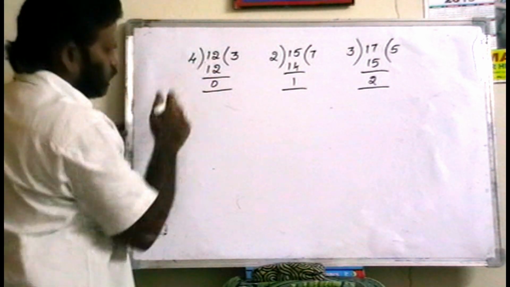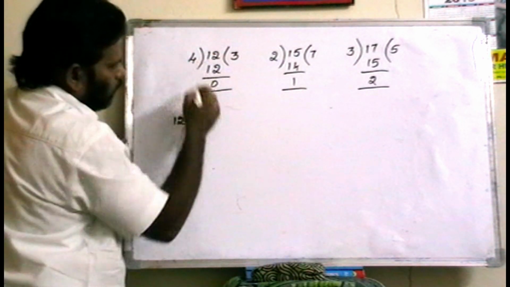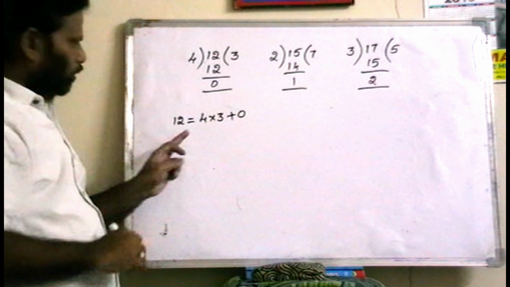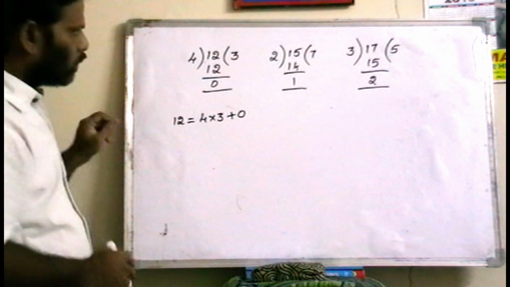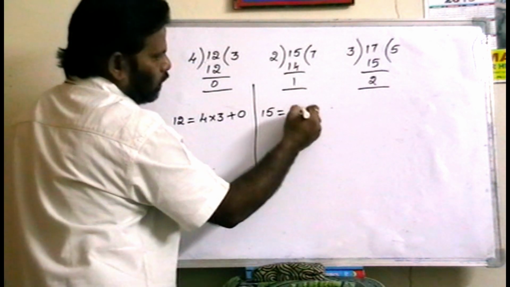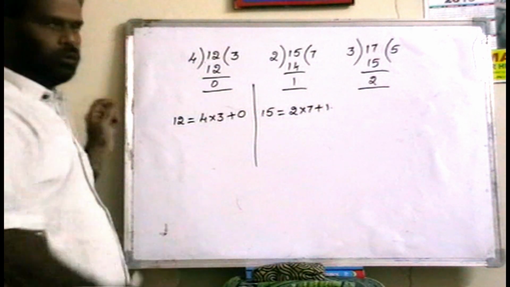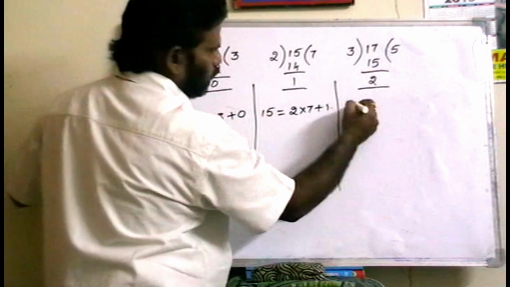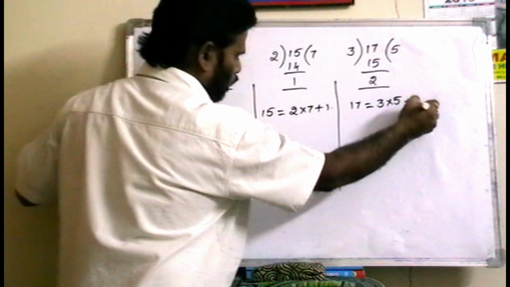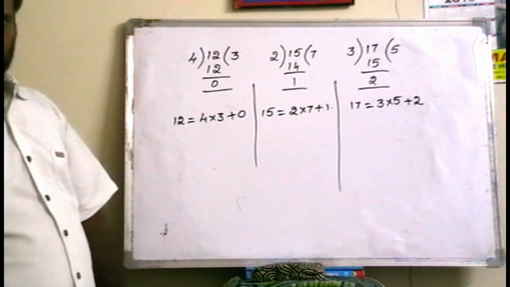Now in this division, the dividend 12 is equal to divisor 4 into quotient 3 plus remainder 0, because 4 3s are 12, 12 plus 0 is equal to 12. Here dividend 15 is equal to divisor 2 into quotient 7 plus remainder 1, because 2 7s are 14 plus 1 is equal to 15. In this division, dividend 17 is equal to divisor 3 into quotient 5 plus remainder 2. So 3 5s are 15 plus 2 is equal to 17.